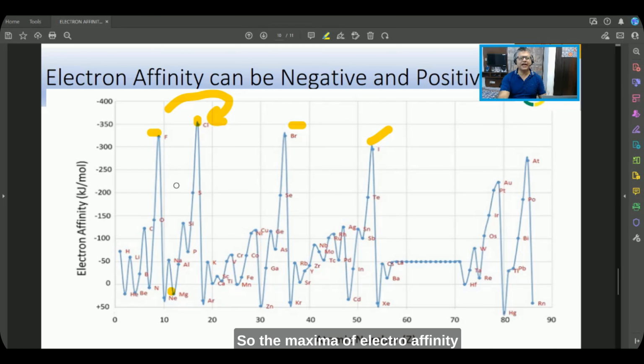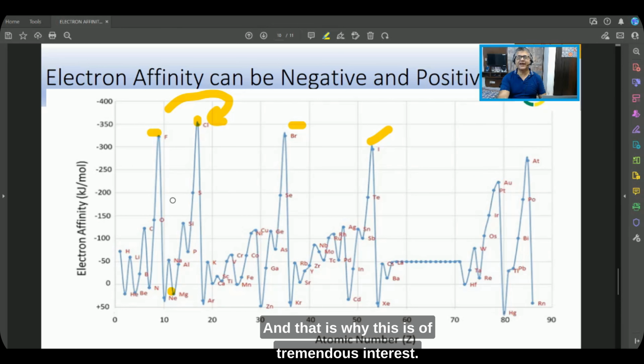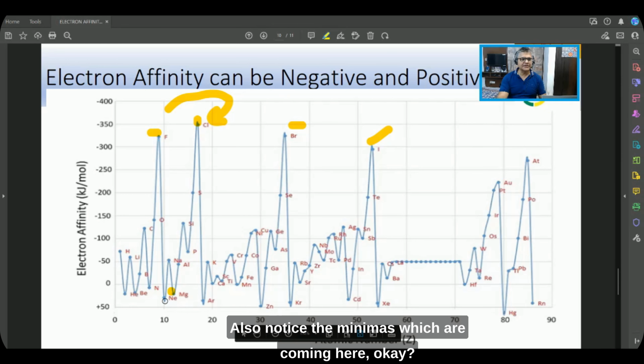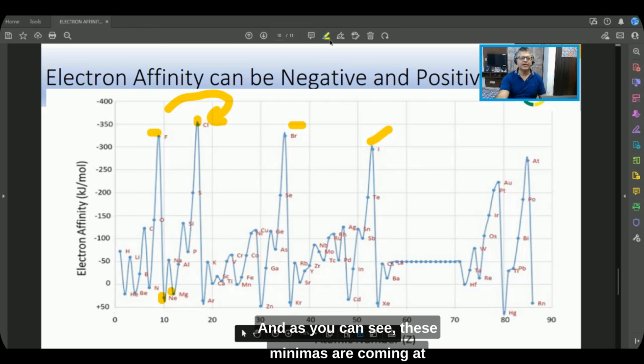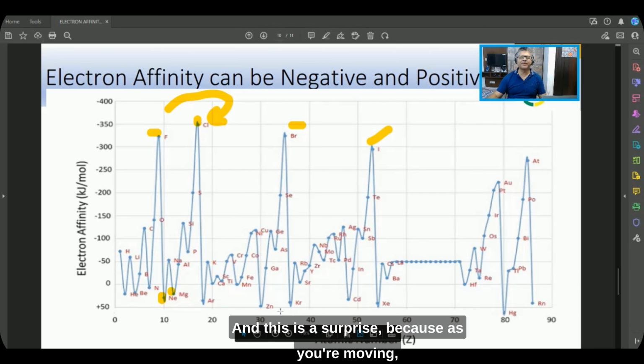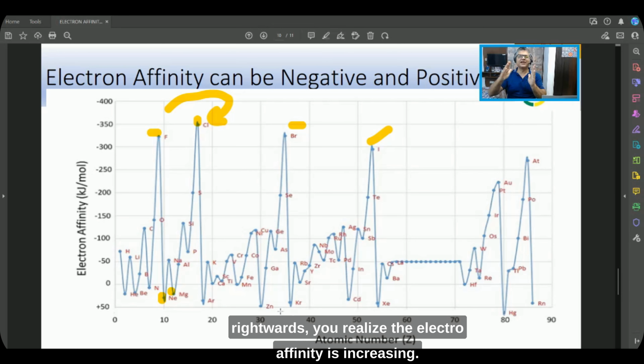So the maxima of electron affinity is seen at the halogen group, and that is why this is of tremendous interest. Also notice the minimas which are coming here. I'm just marking the minimas, and as you can see, these minimas are coming at the bottom of the group at the noble gas, right? And this is a surprise, because as you're moving rightwards, you realize the electron affinity is increasing.